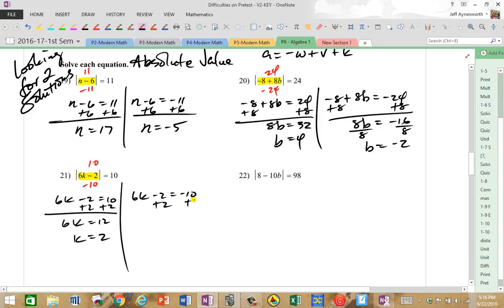Add the opposite again, so you get 6k is equal to negative 8. Ooh, you get a fraction here. Negative 8 divided by 6, or negative 4/3. A little bit more challenging here.